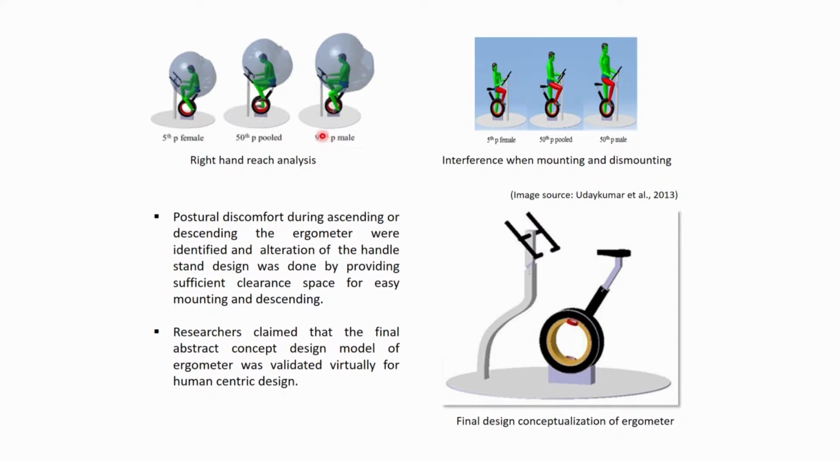Researchers also analyzed reach for all the percentile human models and found that the handle can easily be reached by all percentile people, particularly the shorter 5th percentile female. They can easily access the handle.